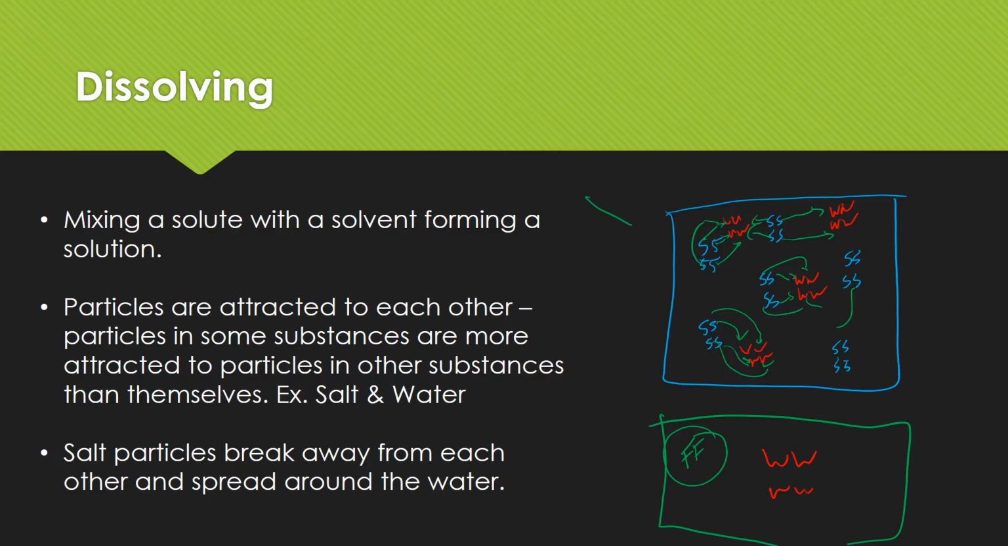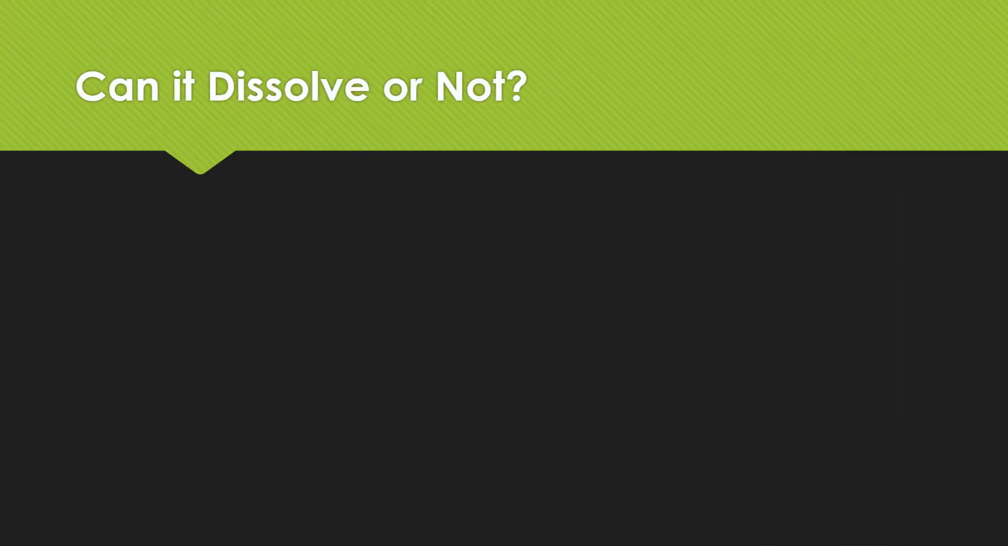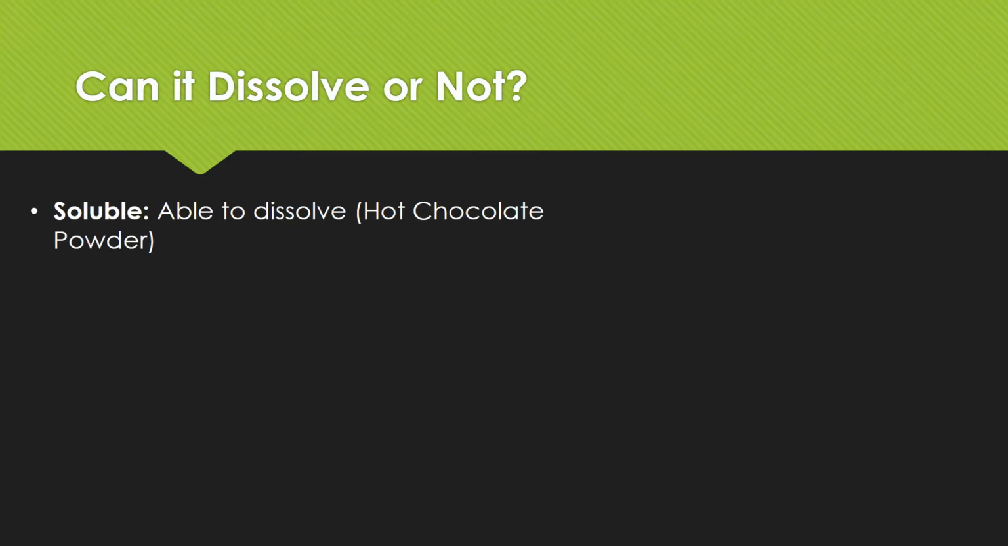Whereas in our example here, the salt particles were attracted to the water particles, so they moved. This would be the same thing for our sugar that we saw, or Kool-Aid mix, or hot chocolate powder, all those things. Those particles are more attracted to the water particles or the other solvent particles than they are to themselves, and we have dissolving happening. So, can it dissolve or not? Well, there's a term for that actually. If something is able to dissolve, that term is soluble.